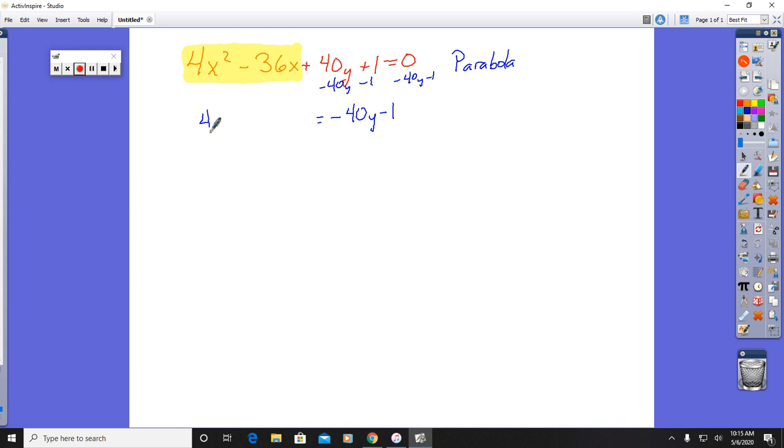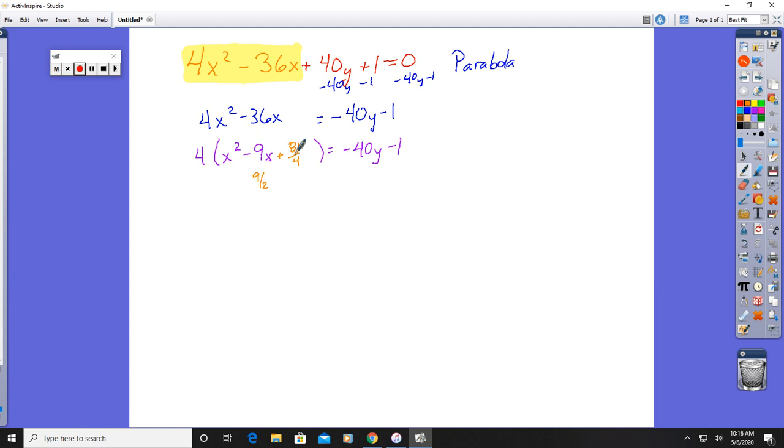So now on the left side I have 4x squared minus 36x. Now what I'm going to do is divide these by 4, or factor that 4 out. Okay, so it now looks like this. Now that we've done that, I take half of 9, which is 9 halves. I square it. When I square it, 9 times 9 is 81, and 2 times 2 is 4. So I'm really adding 81 fourths inside the parentheses.